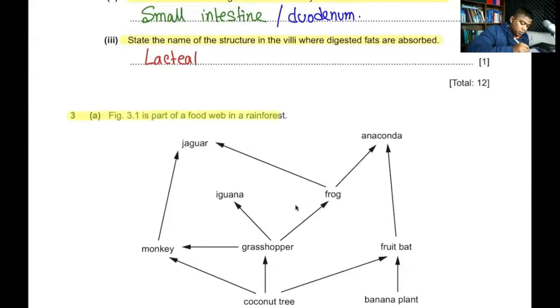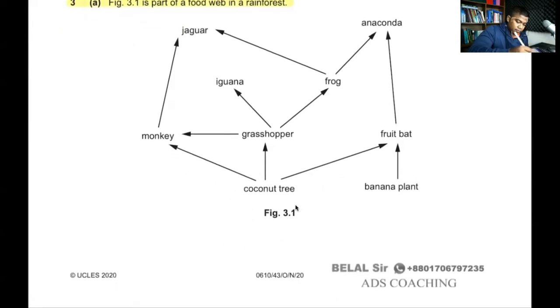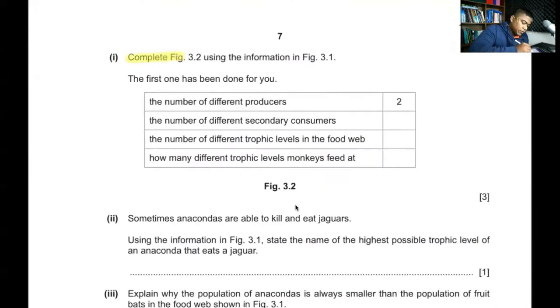Figure 3.1 is a part of a food web in a rainforest. Okay. We can see the producers, coconut tree. We can also see the primary consumers. All right. Secondary consumers. In some cases, tertiary consumer as well. Okay, moving on. Complete figure 3.2 using the information in figure 3.1. The table, the first one has been done for you. The number of different producers.